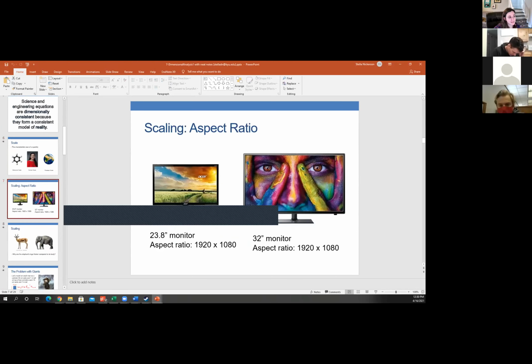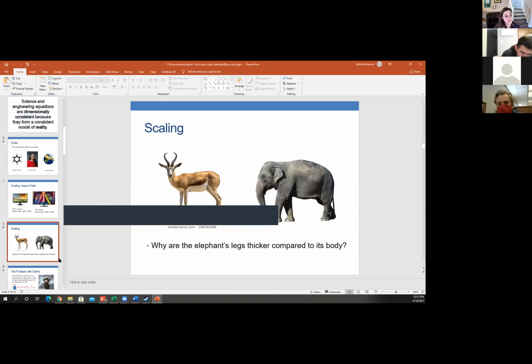Okay, and then we talked about scaling and ratios. So a lot of times things are going to act similar if the ratios of different values are the same, right? So an aspect ratio, for example, is the ratio of the width and length of something, and it says that they're similar in a certain way. If you put a picture on both of them, it will look the same because the ratio is the same.